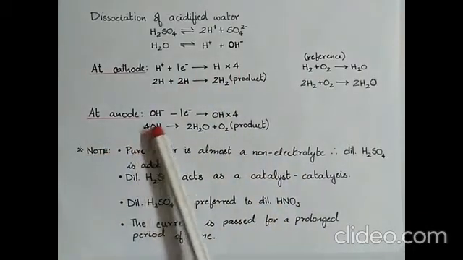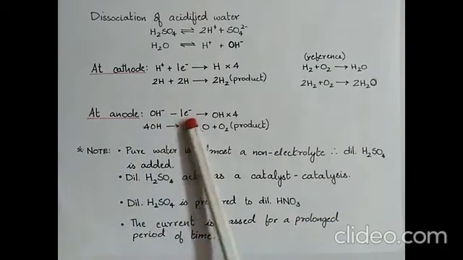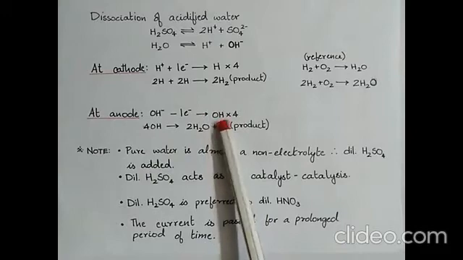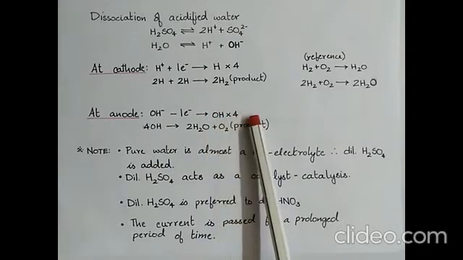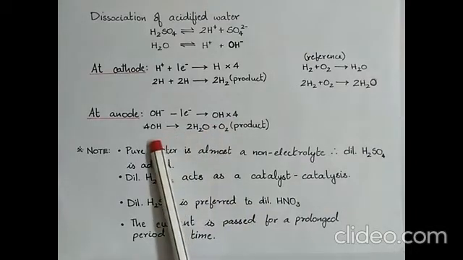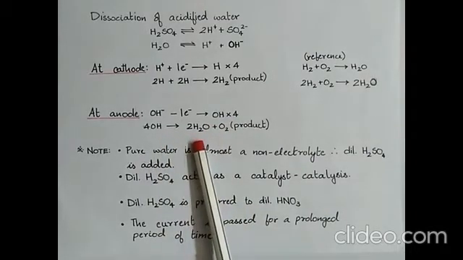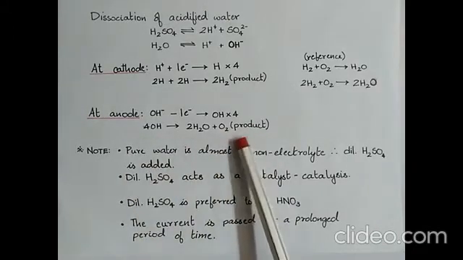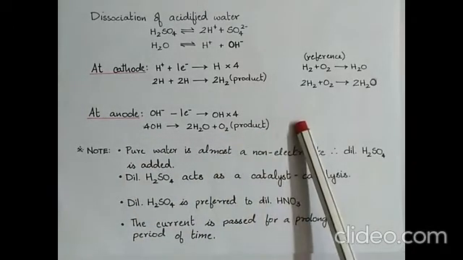At anode, hydroxyl ions move and lose 1 electron to the anode and free hydroxyl radicals are formed. A minimum of 4 hydroxyl radicals are required for the completion of the reaction. So when 4 hydroxyl ions are formed, they form 2 molecules of water and 1 molecule of oxygen. The product at anode is oxygen. So oxygen is liberated at anode.